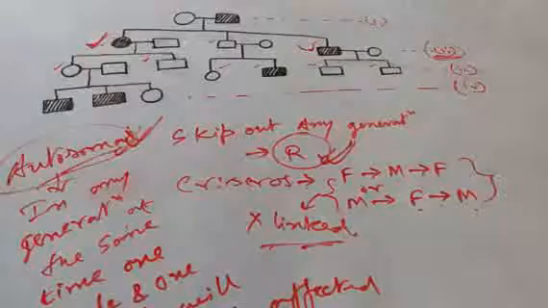And if in any generation at the same time one male and one female are affected, it will be autosomal. This is autosomal. So this pedigree is autosomal recessive.